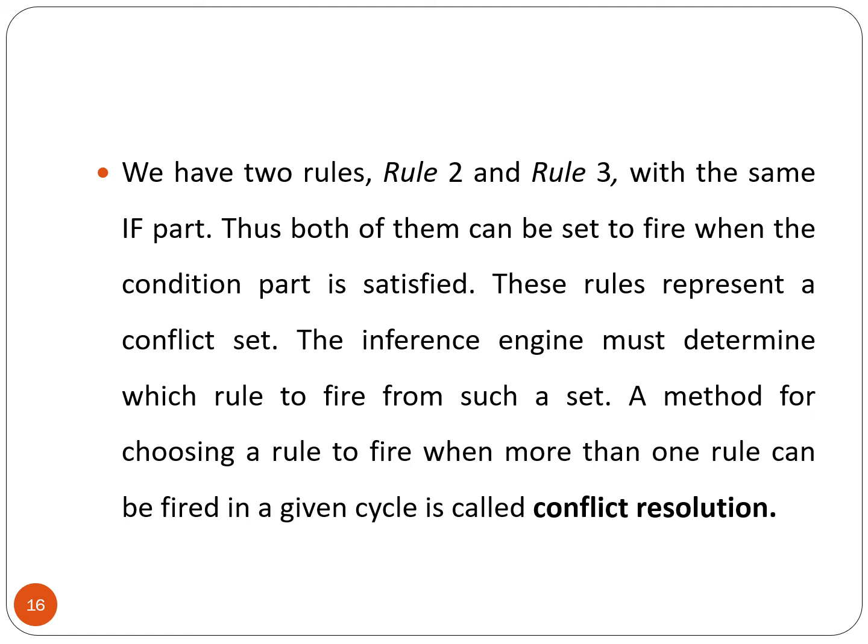thus both of them can be set to fire when the condition part is satisfied. These rules represent a conflict set. The inference engine must determine which rule to fire from such a set. A method for choosing a rule to be fired when more than one rule can be fired in a given cycle is called conflict resolution. We have two rules where the if part is the same, then the inference engine will choose a rule. This situation we call conflict resolution. How are we going to solve it?